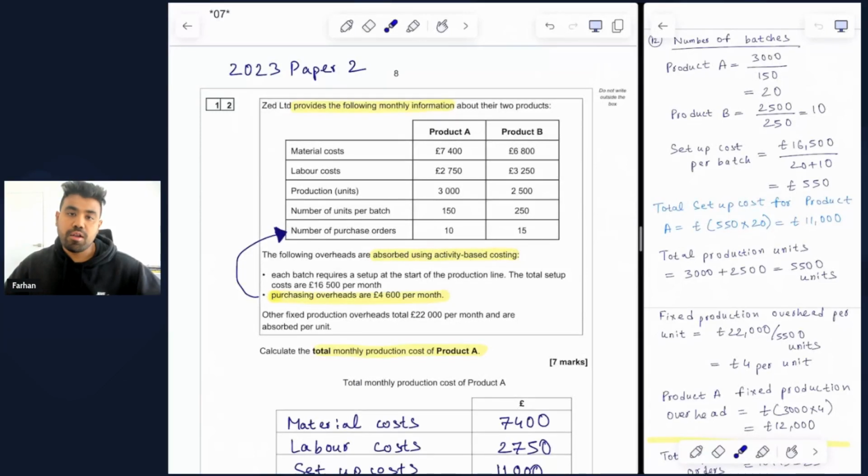My name is Farhan. In this video, you will solve a question relevant to activity-based costing. This is question number 12 taken from 2023 Paper 2 exam.